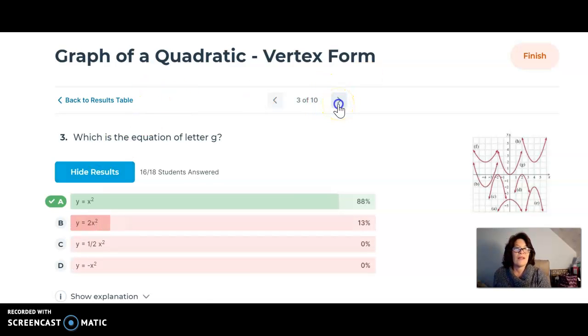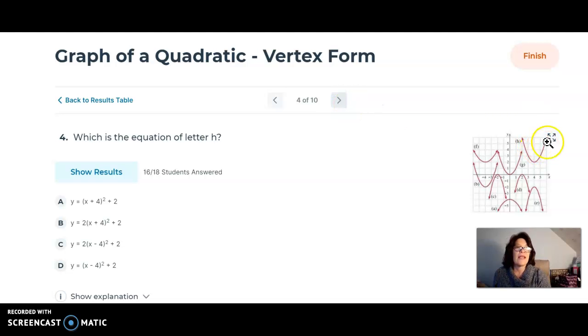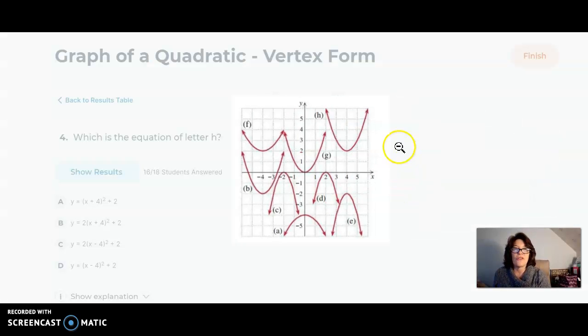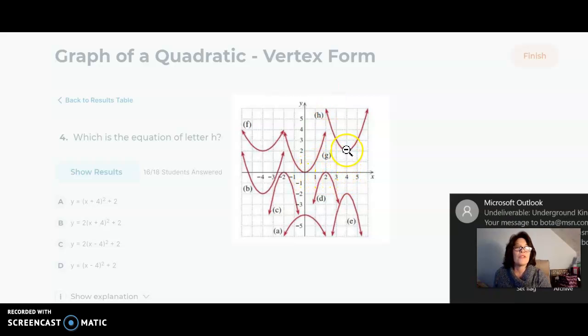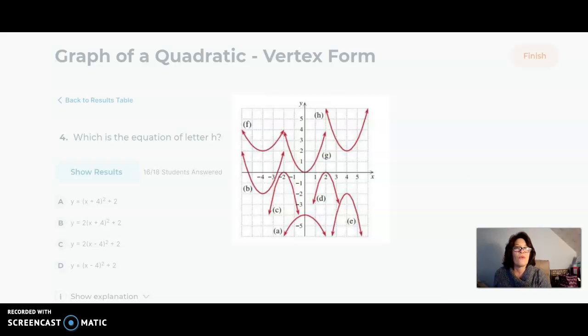Yay. The next one was letter H. Let's see what letter H is. Letter H is over here. So it was moved to the right 4 and up 2. To the right 4 and up 2, right?